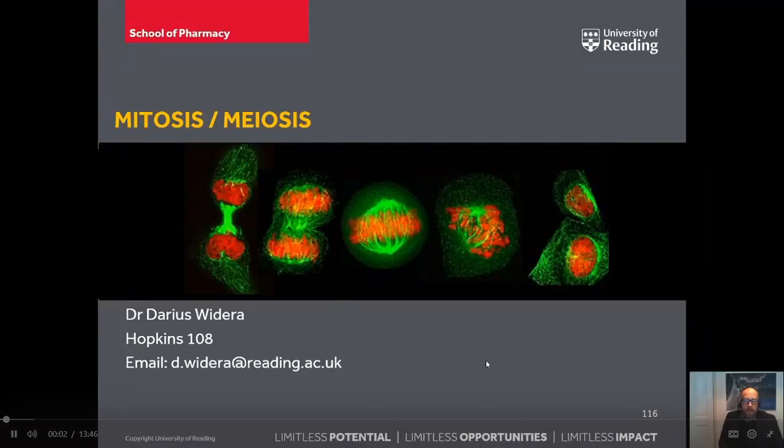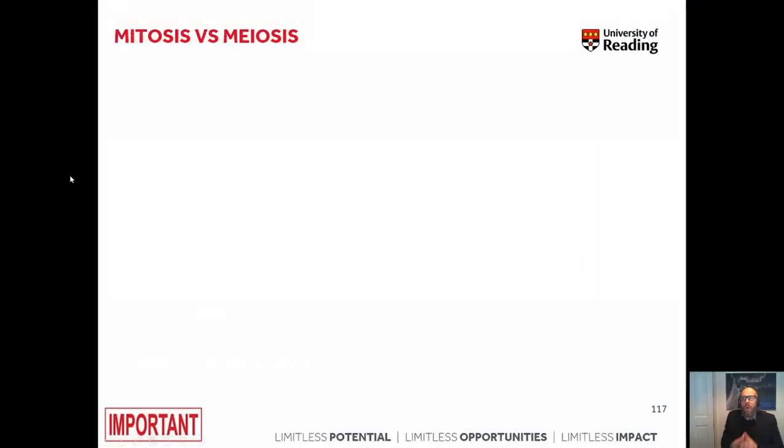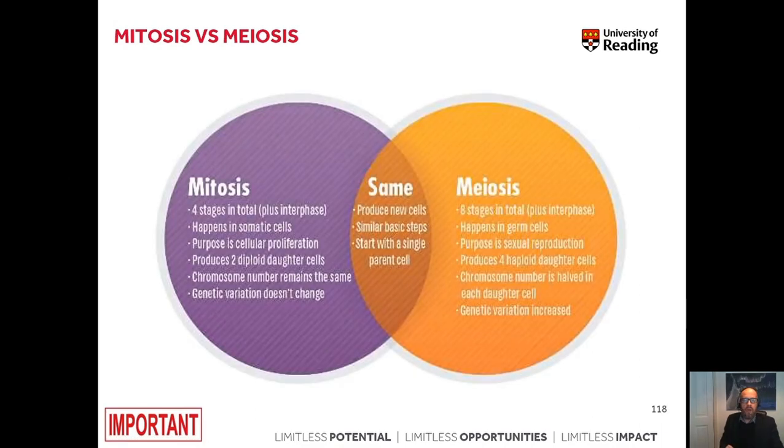Welcome to our final session dealing with two central processes of cell division, mitosis and meiosis. So, what are the differences between mitosis and meiosis? Overall, a few things are basically the same. Both processes produce new cells. They have similar basic steps and start with a single parent cell.